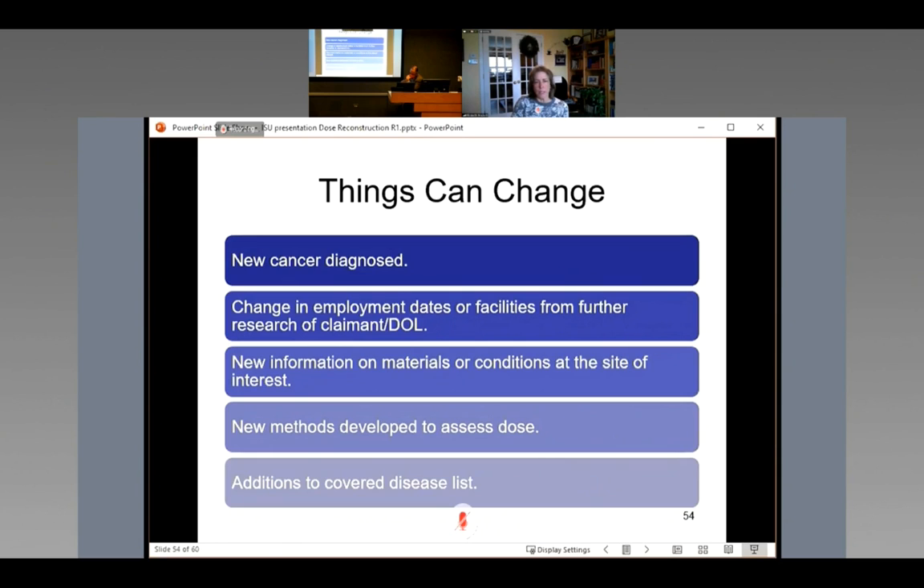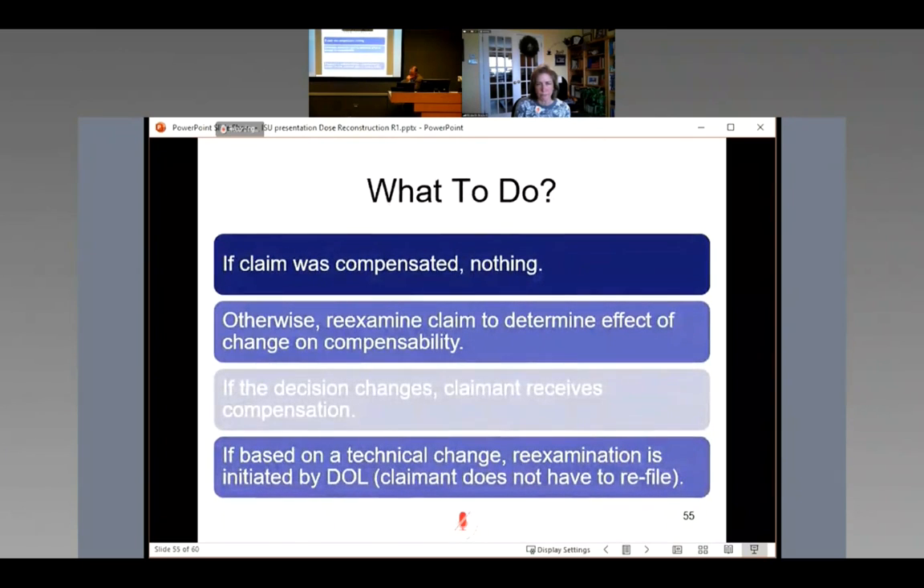We might get new information on materials or conditions at the site of interest. So our Super S document changed. So if we change a technical document, then that might change something that had been done in the past. So new methods to develop to assess doses. Or there might be additions to the covered disease list. So since we started this, there was one cancer added to the list of cancers, and that was chronic lymphocytic leukemia. And so it's possible that could change.